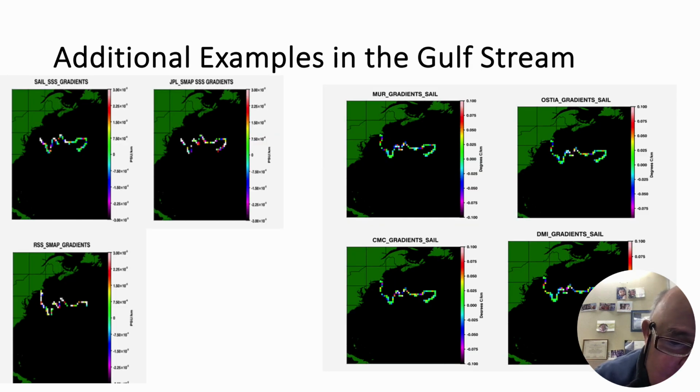And then I just wanted to show you quickly, from a previous paper, we also applied this to gradients in the Gulf Stream, and you can see clearly the consistency, and as you see the Saildrone crossing the frontal structures associated with the north wall of the Gulf Stream.